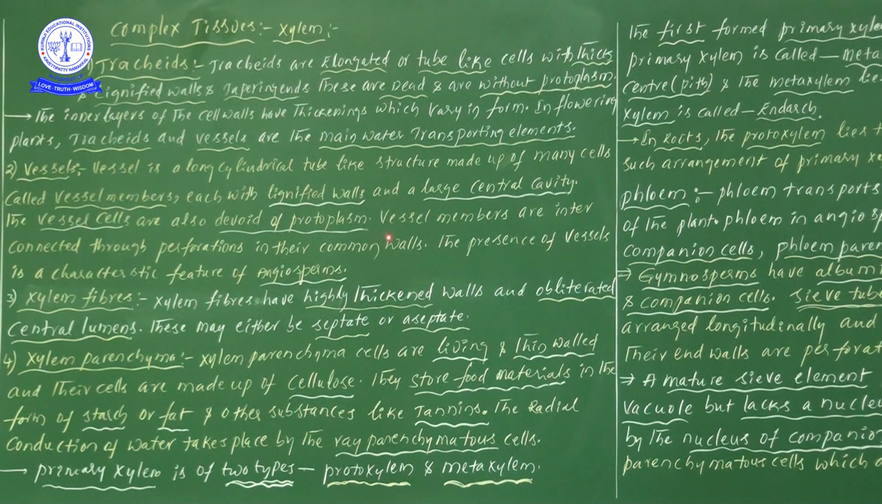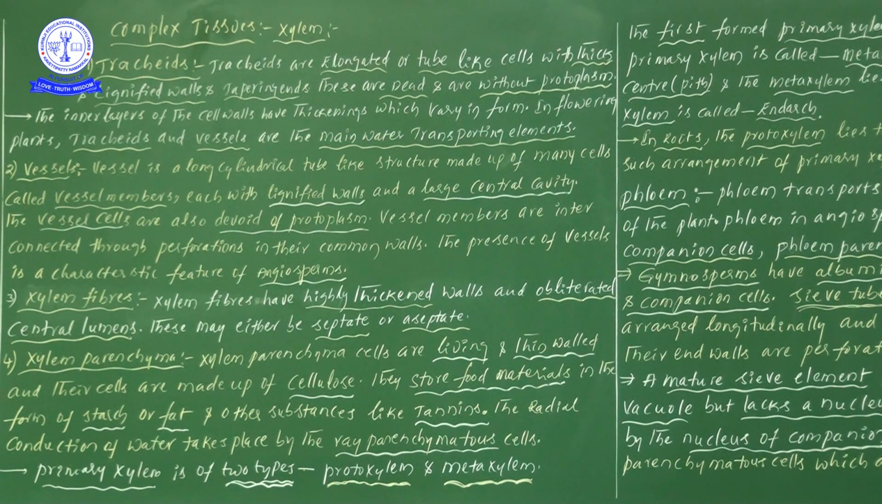Next one, vessel members are interconnected. The vessel members are interconnected through the perforations. Here, what are the vessel members? It is not just one vessel member; all vessel members will be there together. At that time, all cells are connected through the perforations.